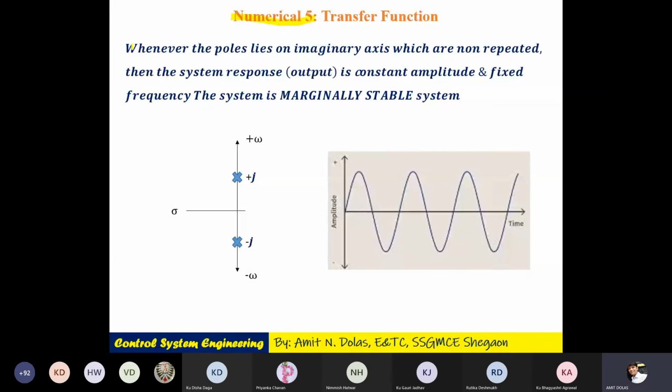Comment or conclusion: whenever the poles lie on the imaginary axis and are not repeated, one here and one here, then the system response output is of constant amplitude and fixed frequency. The system is marginally stable.